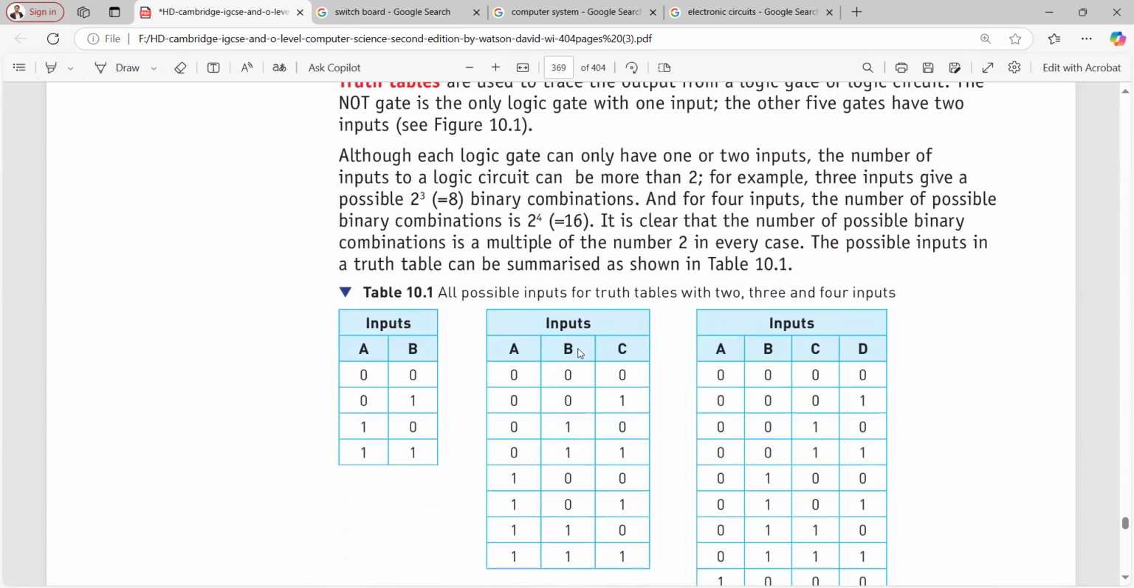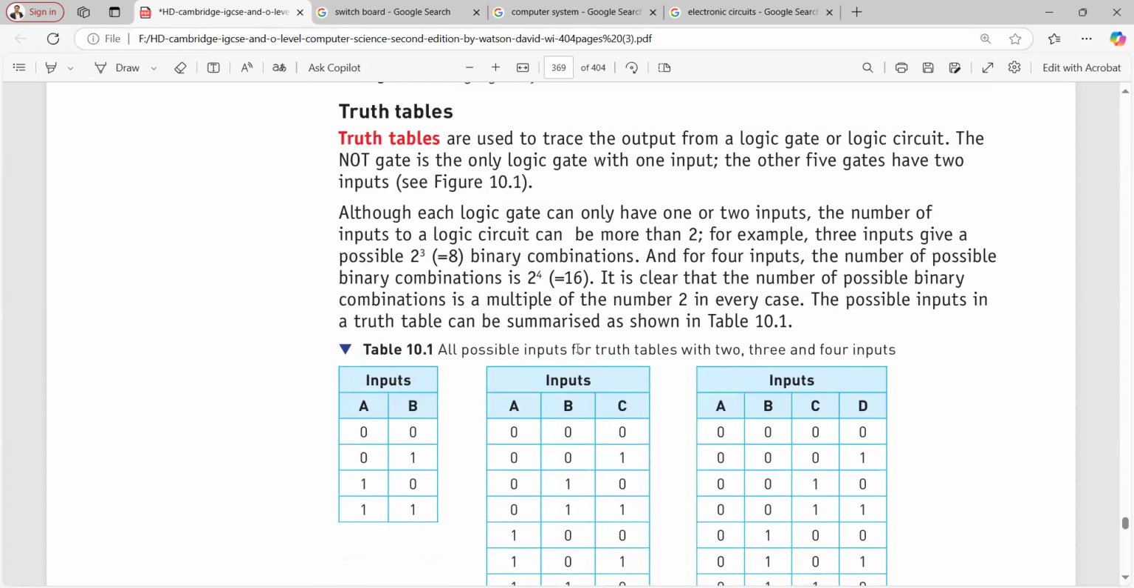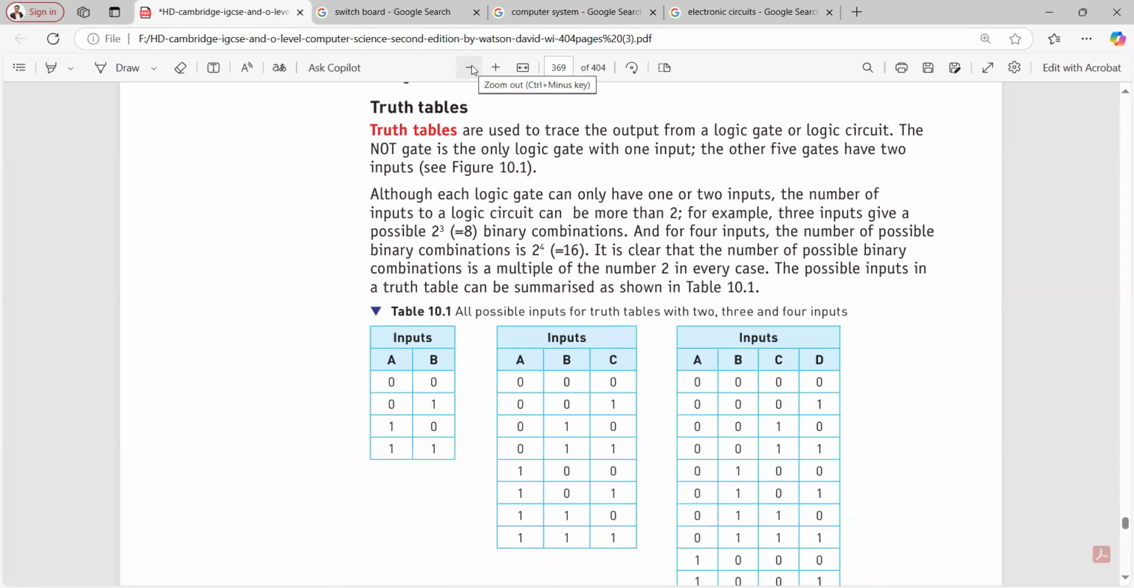First of all, let's discuss the concept of truth tables. Then we are going to start the discussion of each and every logic gate. So what is a truth table? A truth table is a table where you can trace the outputs from a logic gate or a logic circuit. It's a table where you can calculate all your values, show all of your logic gates and their values, and produce a result. In the same way, when you need an algorithm or pseudocode, you go to the editor or the compiler.